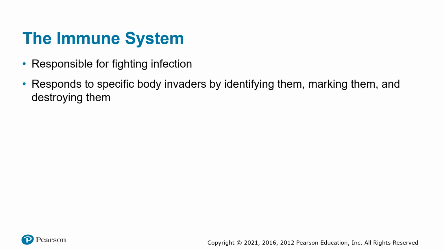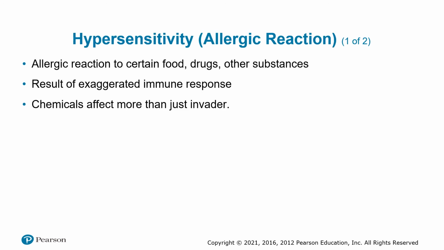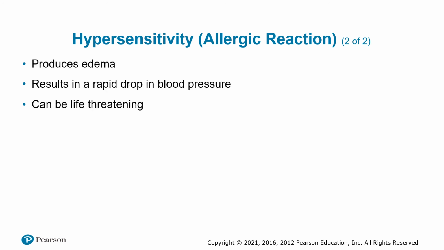The immune system is responsible for fighting infection. It responds to specific body invaders by identifying them, marking them, and destroying them. When we have a hypersensitivity in the immune system, this is called an allergic reaction. We can have an allergic reaction to certain foods, drugs, and other substances. It can result in an exaggerated immune response, and it affects chemicals more than just the invader. It produces edema, results in a rapid blood pressure drop, and can be life-threatening as well.